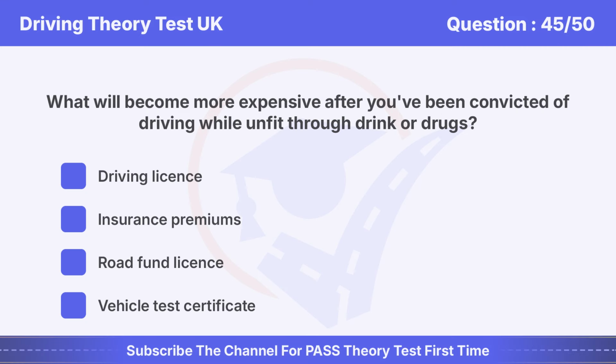Question 45. What will become more expensive after you've been convicted of driving while unfit through drink or drugs? Option A. Driving license. B. Insurance premiums. C. Road fund license. D. Vehicle test certificate.